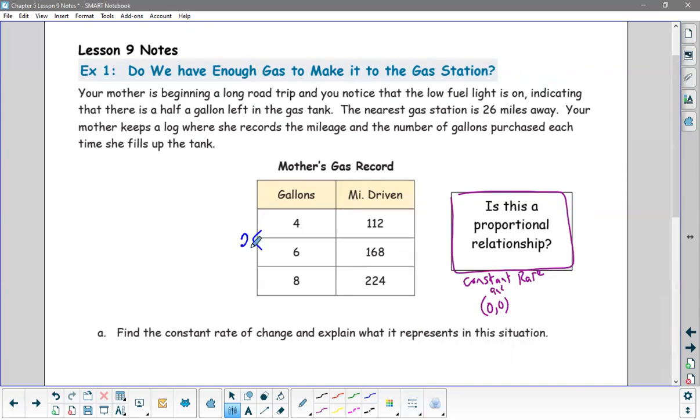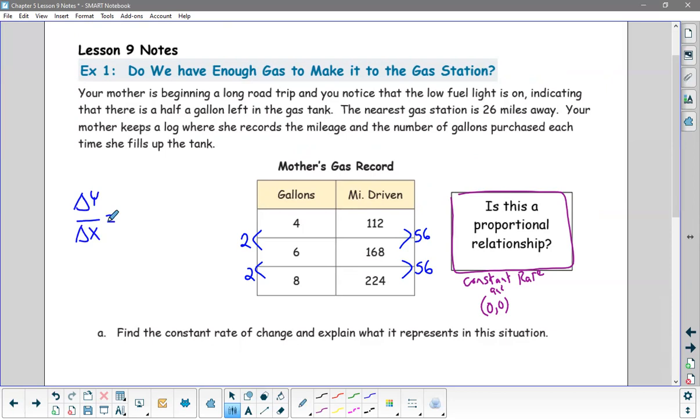Well, this side's going up by 2 and then by 2. And this side, if we use a calculator and go 168 minus 112, it turns out to be 56. And if we use a calculator here, 224 minus 168 is also 56. So I think we can see, right, going over here, our change in y over our change in x.